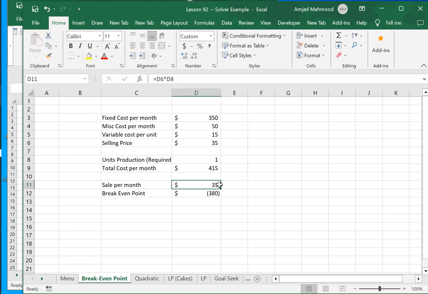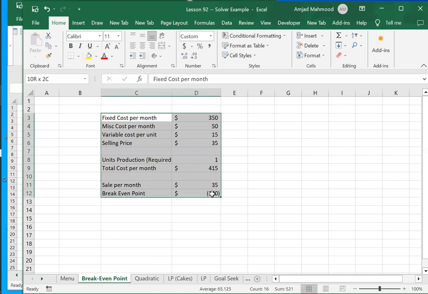And so on. As you keep increasing it, there will be one point where this will become zero. That means your sale and the cost per month become equal. So this is called the break-even point, right? So let me show you how to do this.